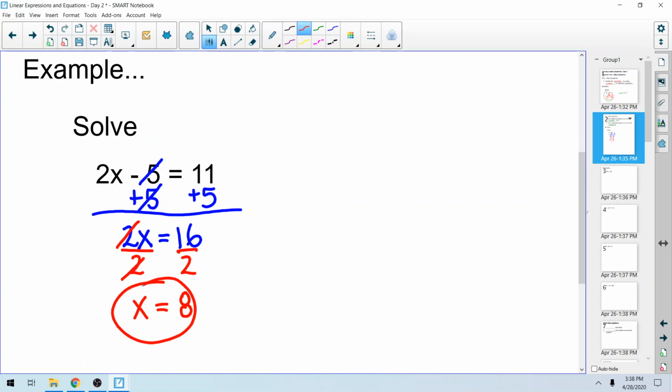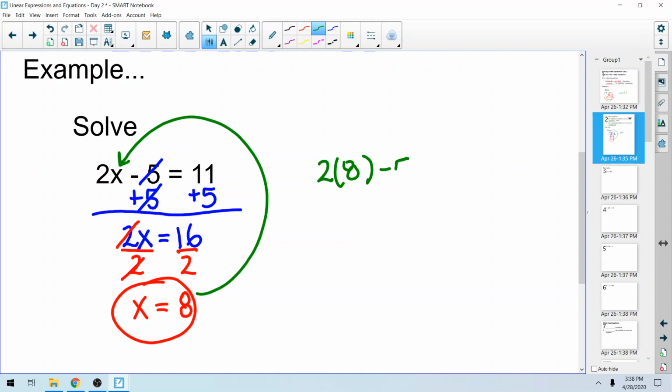So x equals 8. If we check our answer, we take the x, substitute it back in. 2 times 8 minus 5 equals 11. Well, 2 times 8 is 16. Minus 5 equals 11. Yes, it does. Check.